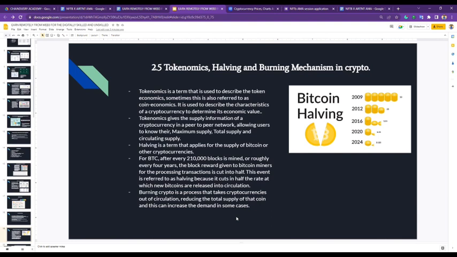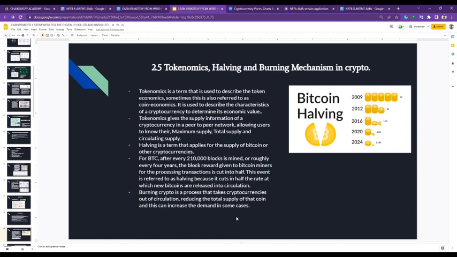So let's move over to topic 2.5, which talks about tokenomics, halving, burning, and the burning mechanism in crypto. In simple definition, tokenomics is a term used to describe token economics. The word is coined from token economics, or sometimes coin economics if it is a coin. Let's keep going, you will see things are quite easy for us to learn.